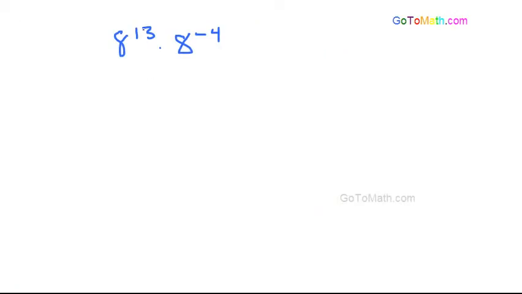Remember what we said in the last problem. You just add their exponents as long as the bases are the same. And so you have 8 to the 13th minus 4. And that's going to give us what? 8 to the 9th. Right? To the 9th. Okay.